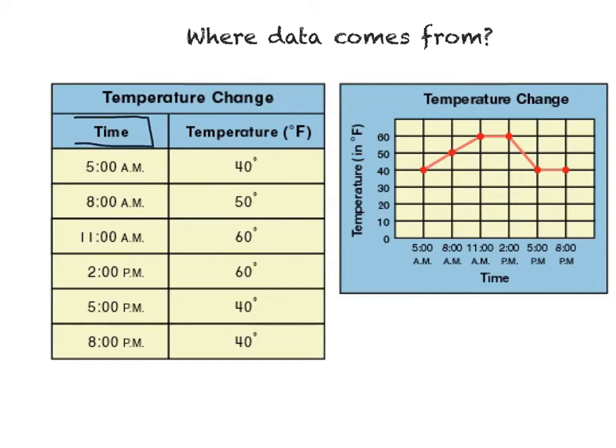We have the time. Notice on our line graph, our time is going to be listed across the bottom. Same thing: in this frequency table, we have temperature, and we have temperature in our line graph. Almost always in a line graph, our numbers will go vertically along the side, like you see right here.